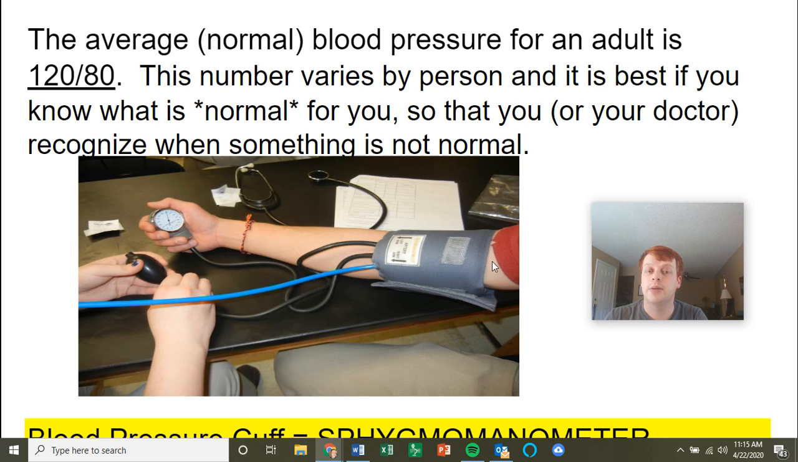The technical name for a blood pressure cuff is a sphygmomanometer, which is just fun to say, but even nurses will probably just say a blood pressure cuff.